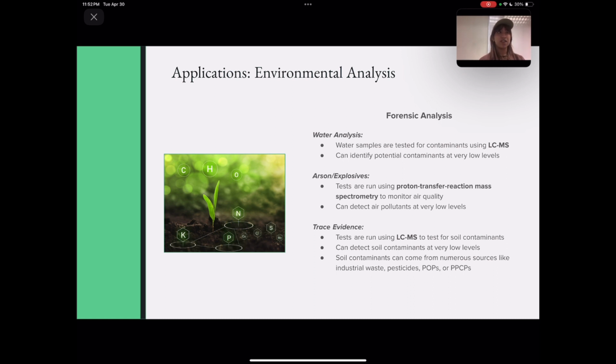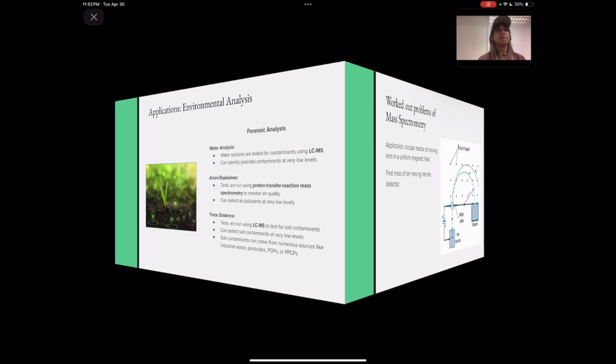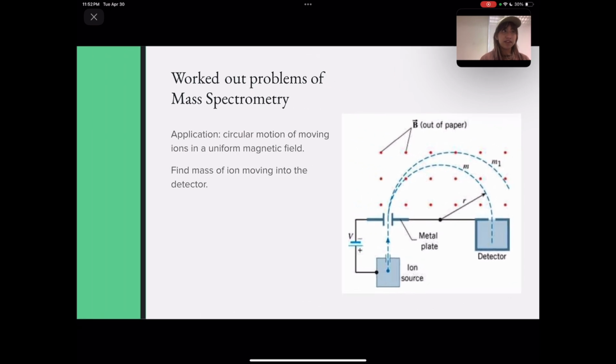And again, with trace evidence, with LC-MS or liquid chromatography mass spectrometry, we can use this to find contaminants in our soil. So we're able to tell if there is something going on with the soil or if we should be worrying about something even at very low levels, so we can take action very early on. This can include industrial waste, pesticides, POPs, or PPCPs.